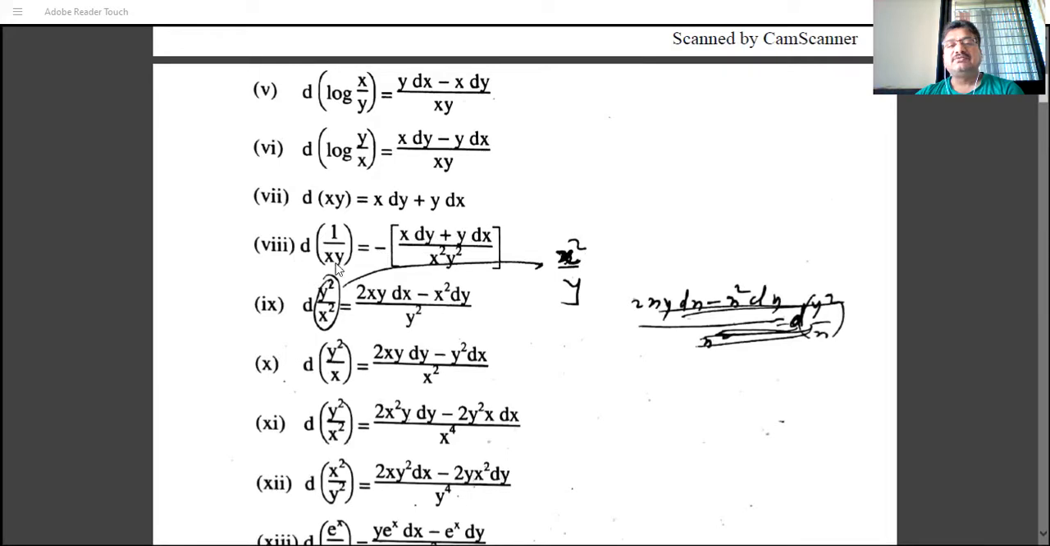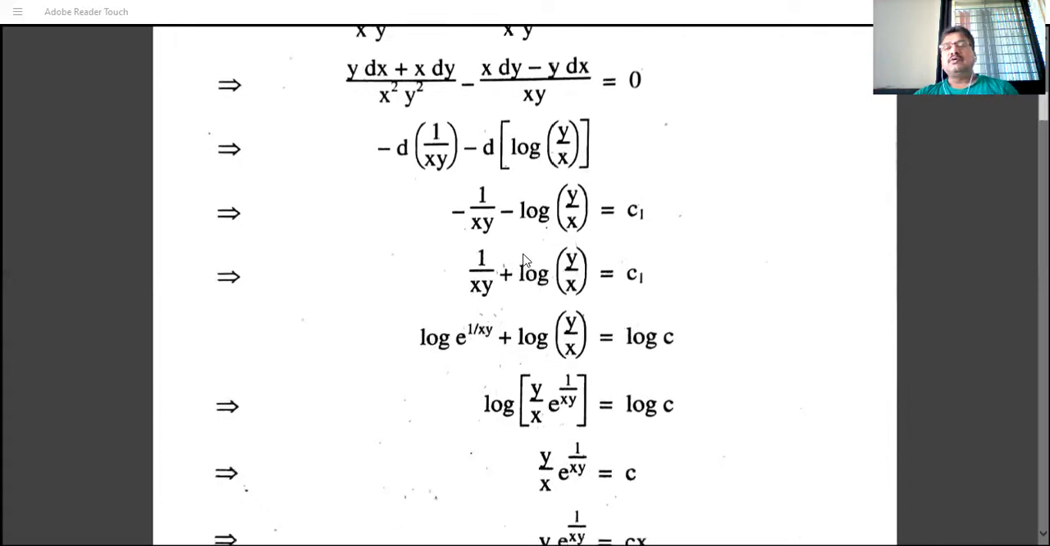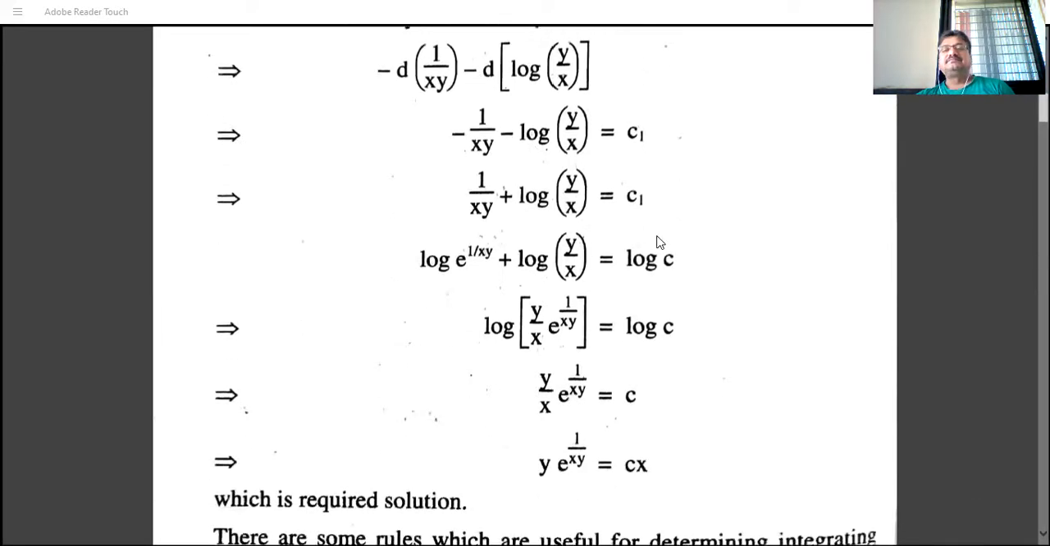So if we shift this negative sign to the LHS, then we have y dx plus x dy divided by x square into y square is minus derivative of 1 by x into y, and minus derivative of log y by x is equal to 0, right? Then integrating both sides, derivative and integration get cancelled. So we have minus 1 by x into y minus log y by x is equal to c1, as the constant of integration.